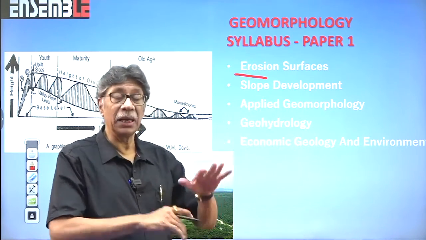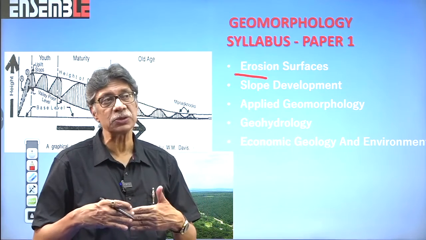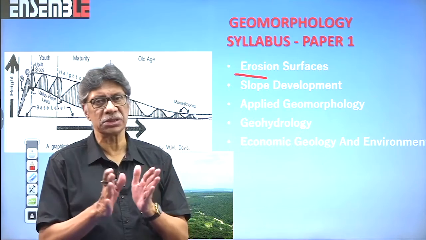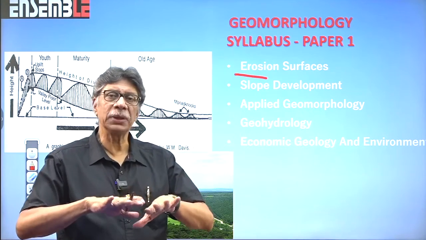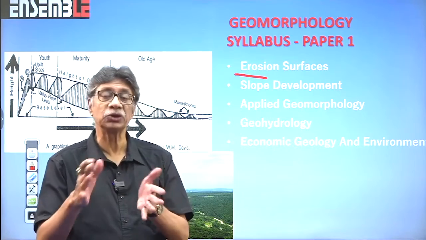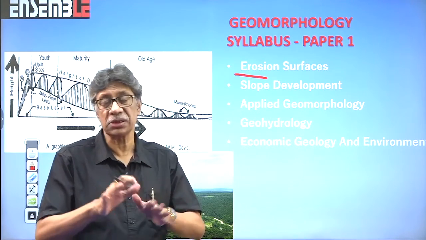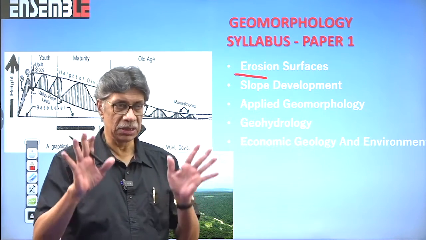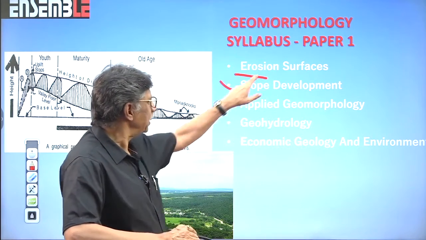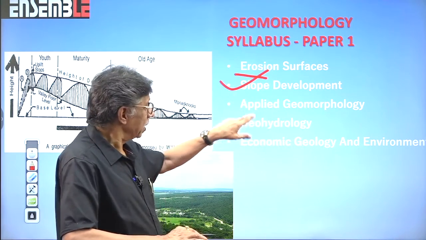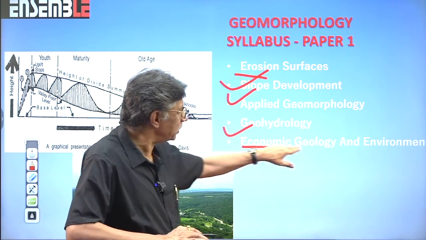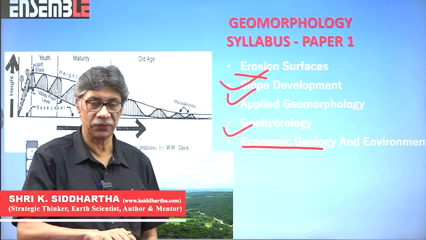So any one of them, for example an exhumed surface, is also going to be one part of an erosion surface. Not too many questions have been asked, and the whole topic is live in the sense that a variety of questions can be asked from erosion surfaces. The topic has not exhausted itself. So relax, this is a topic that becomes important. Slope development has by and large been exhausted. Now, there are two topics that have not been asked at all in general: economic geology and applied geomorphology.